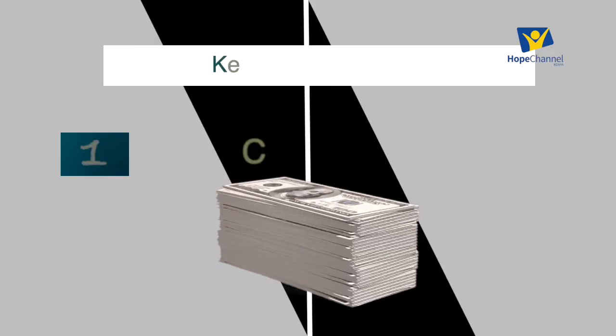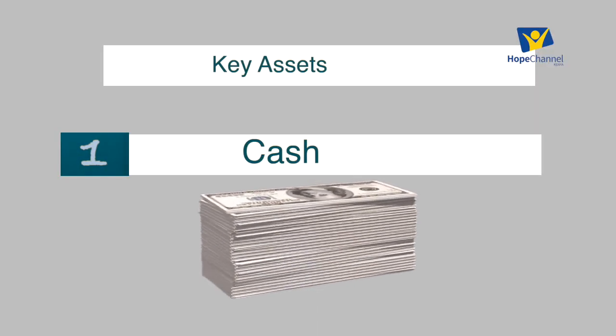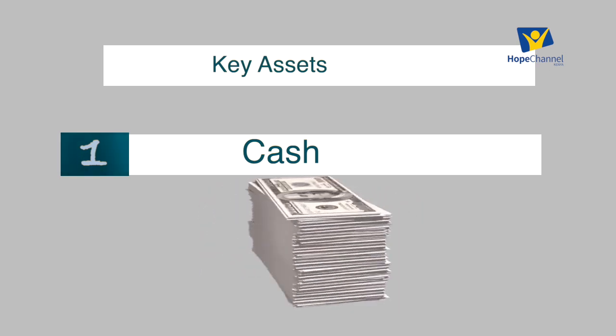The second one, and the most important one, is cash. You know, there's a saying that goes like, cash is king. I'll give you an example.